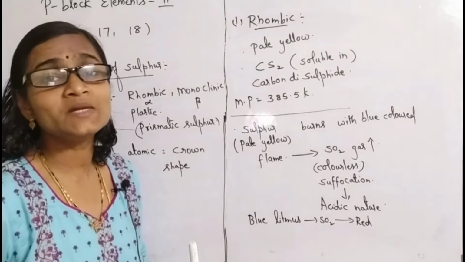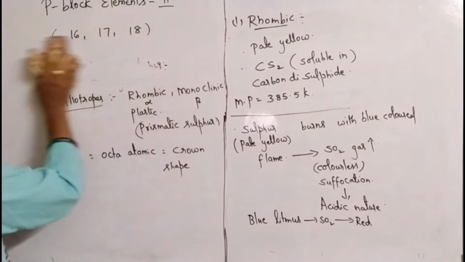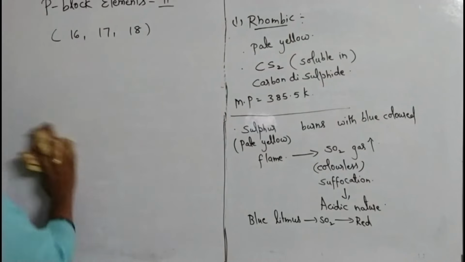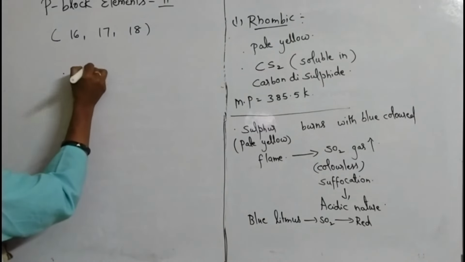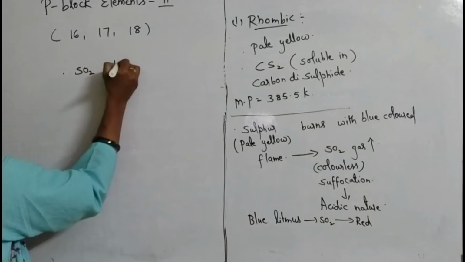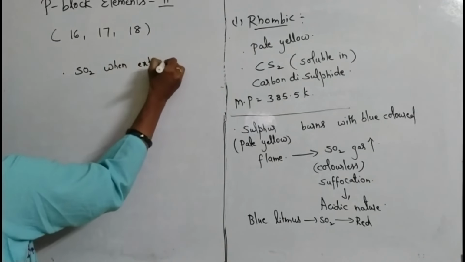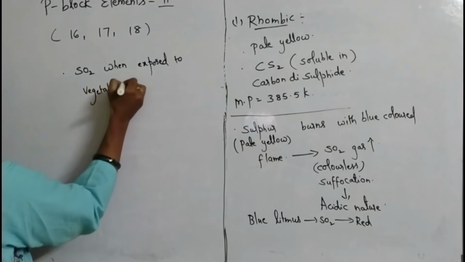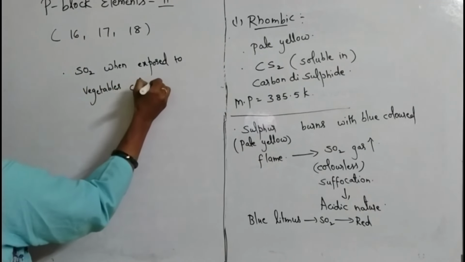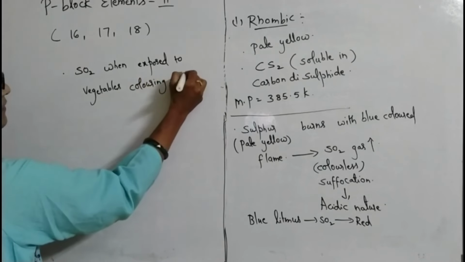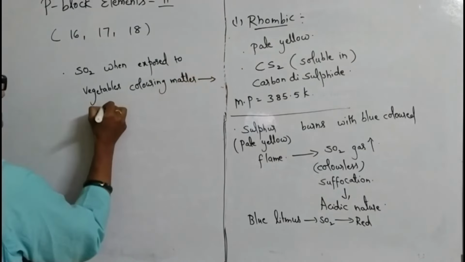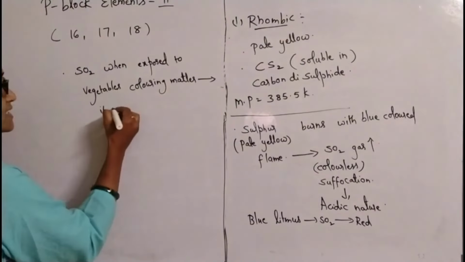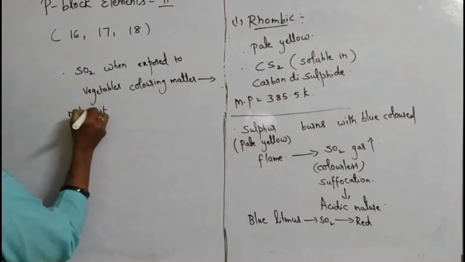Please remember this point also about sulfur dioxide. If SO2 is exposed to any vegetable coloring matter, vegetables or colored flowers, then it makes it colorless. Sulfur dioxide makes colored vegetables become colorless. Okay, why?